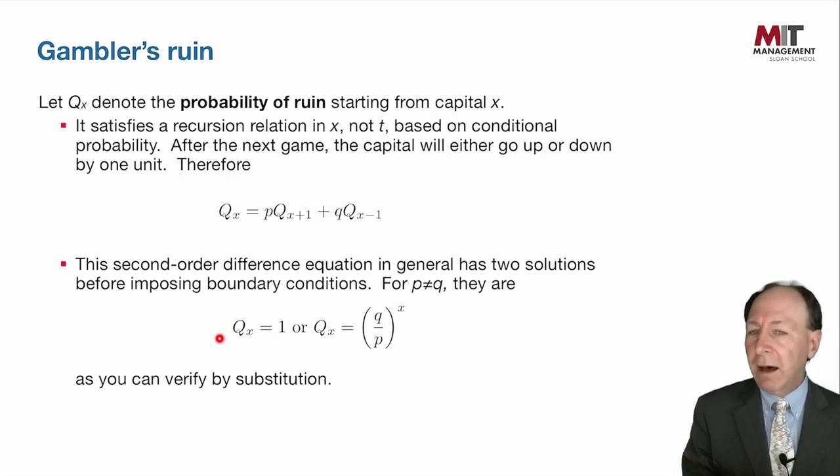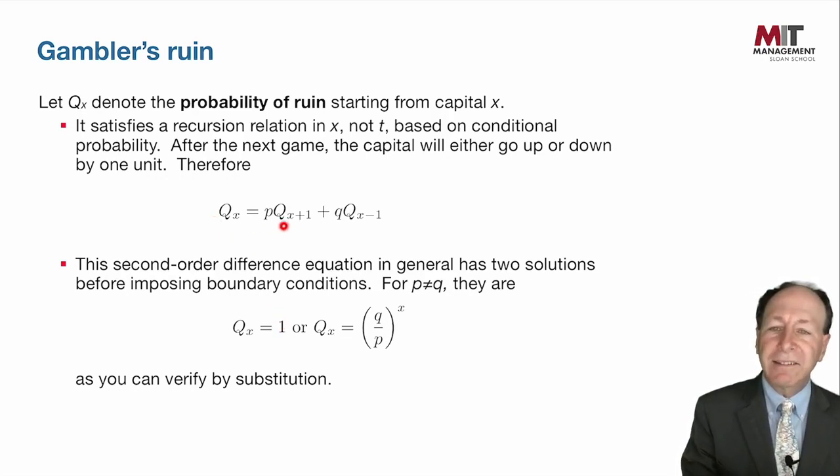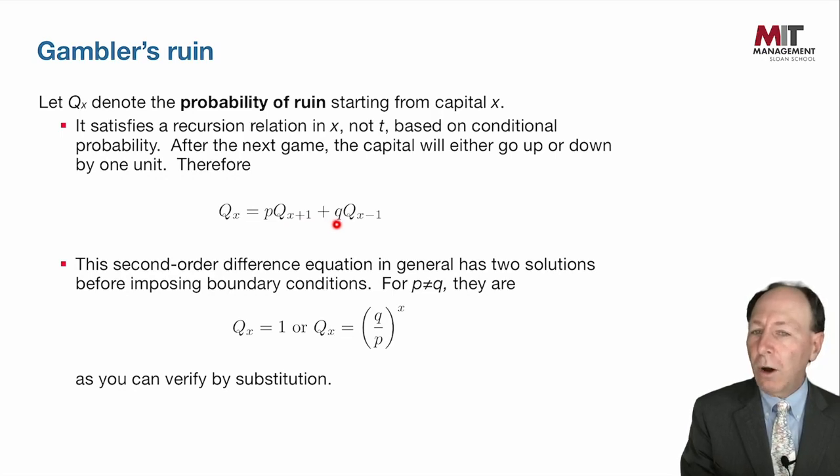And that's not an interesting solution to our problem, saying the probability of ruin is equal to 1, because we start out not being ruined. But mathematically, leaving aside the boundary conditions, it does solve this equation, because p plus q is equal to 1. The other one is this form here, q over p to the x, and remember q is equal to 1 minus p. And if you substitute this into the equation, you can check that it works.